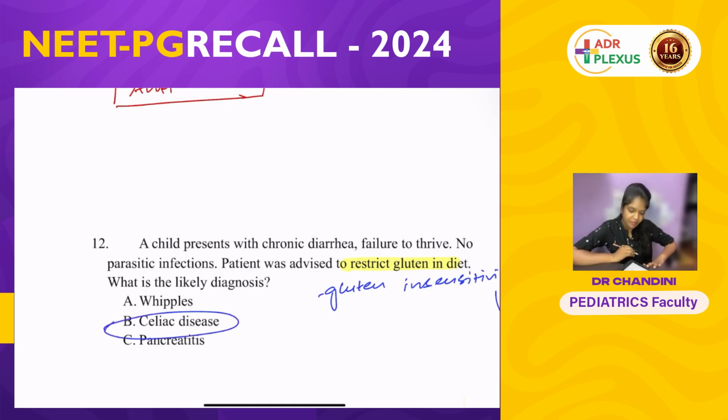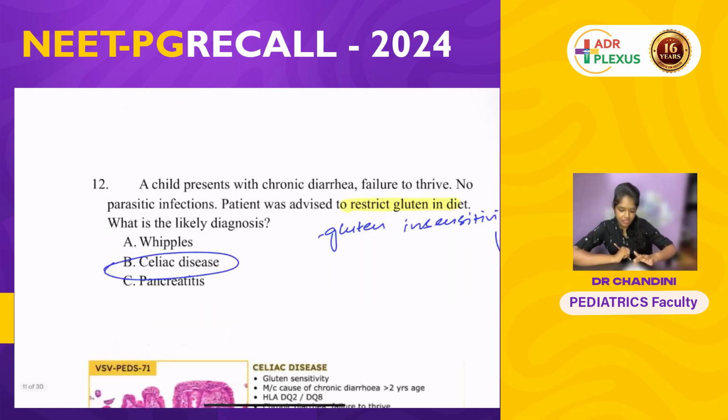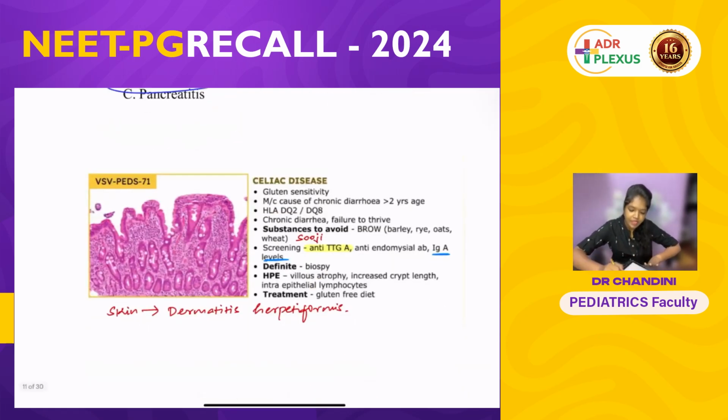It is not Whipple's. Whipple's is an infection. Pancreatitis patients are not going to present with this kind of features for chronic diarrhea, and you're not going to ask them to restrict gluten in their diet. So this word directly points to the answer, celiac disease. So what is this celiac disease? It is because of gluten sensitivity. They are hypersensitive to gluten. So we have to avoid certain substances. What are they? That is barley, rye, oats, and wheat.